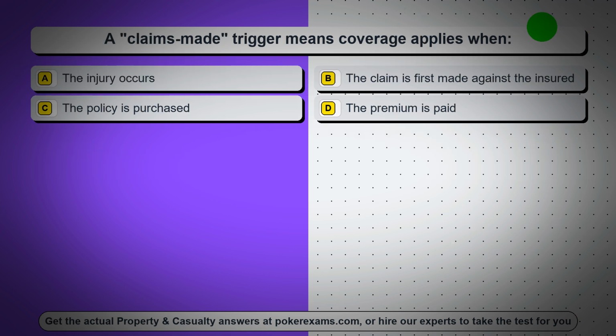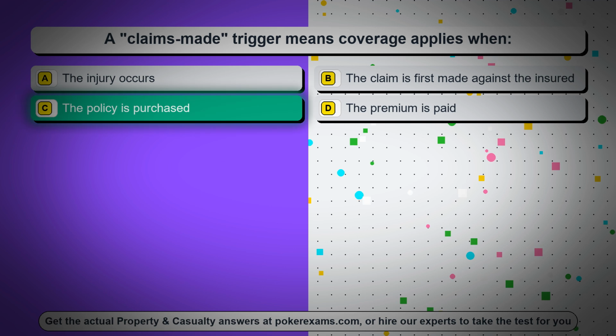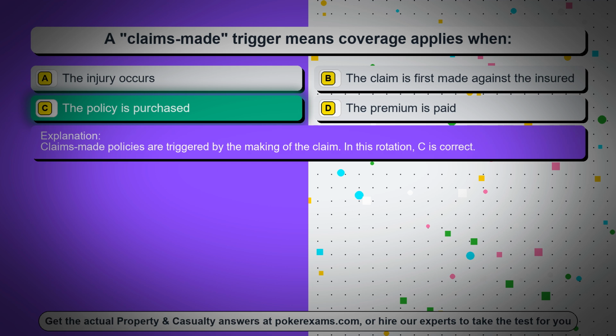Question 37. A claims-made trigger means coverage applies when, option A, the injury occurs. Option B, the claim is first made against the insured. Option C, the policy is purchased. Option D, the premium is paid. The correct answer is option C, the policy is purchased. Claims-made policies are triggered by the making of the claim. In this rotation, C is correct.